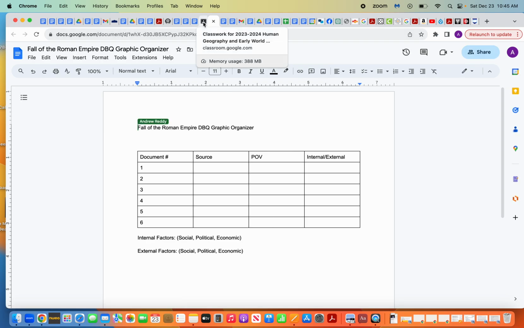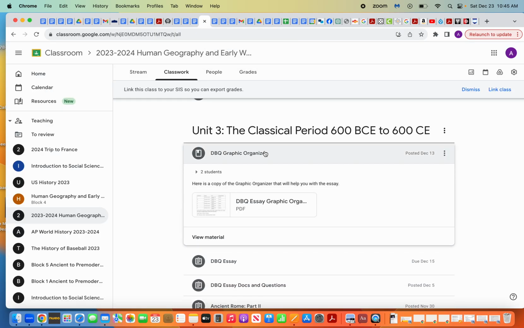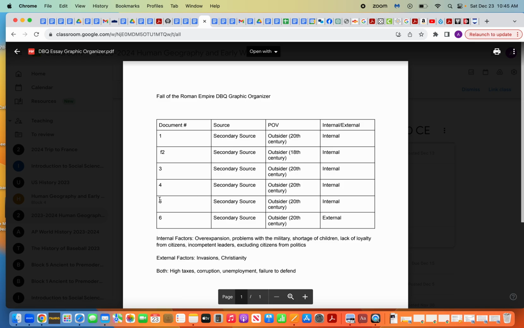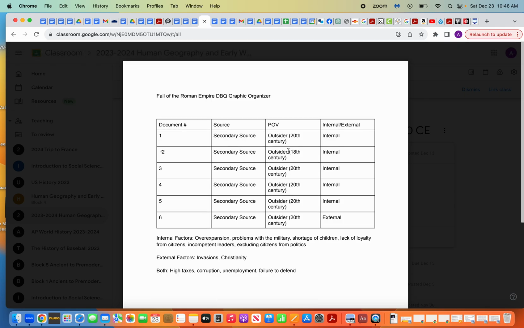I have a PDF of the graphic organizer. This is the work that we did in class. Essentially, we determined that all of the documents were secondary sources. We talked about how they were outsider points of view and from what century many of these opinions came from. Again, seeing as they were all secondary sources, we were all hearing from historians.